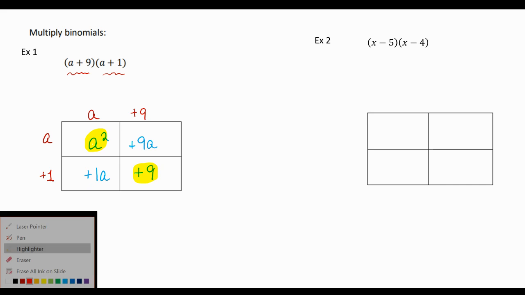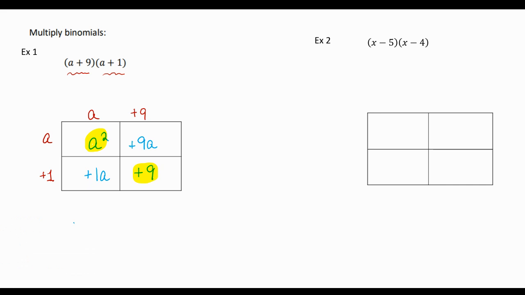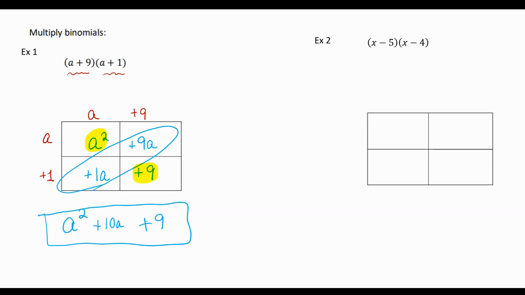So a squared, I'm going to write down my front term. My back term is a 9, and I'm going to add up my diagonal and put it in the middle. 1a plus 9a is 10a. And that is our final answer. Let's do it again on the next problem.